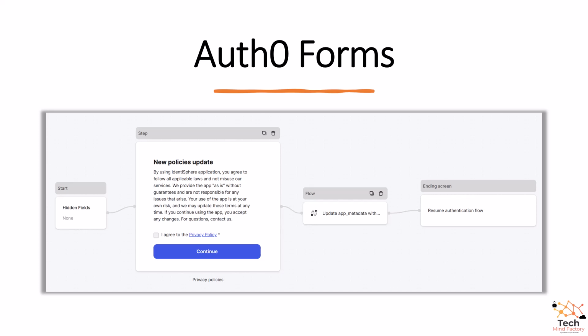And as a next thing in this whole process, we have the flow. The flow is responsible for updating, in this specific scenario, the profile of the user with the information that the user accepted the privacy policy. And of course, in the end, there is an ending screen, so we resume the authentication flow.